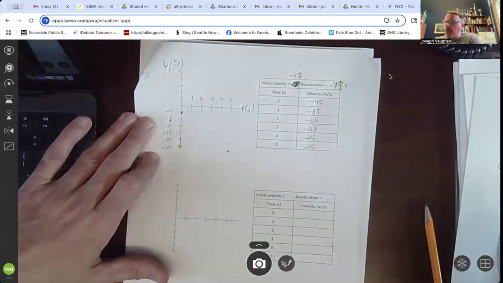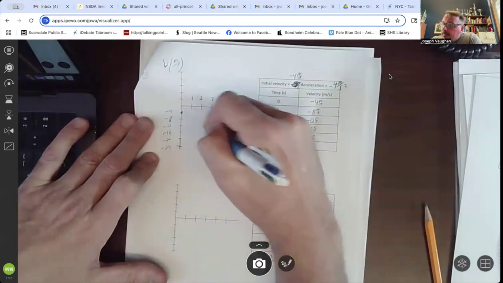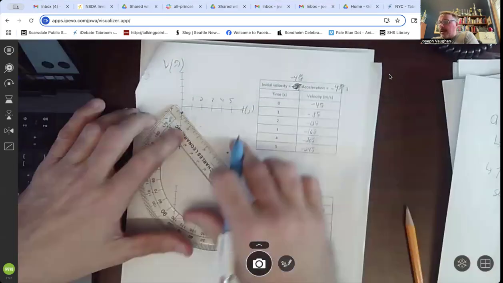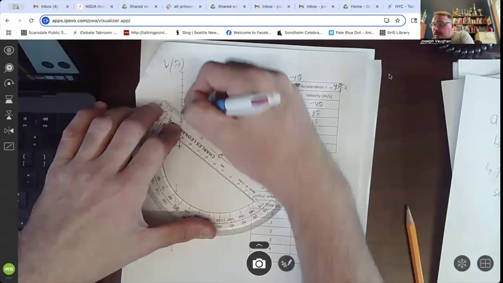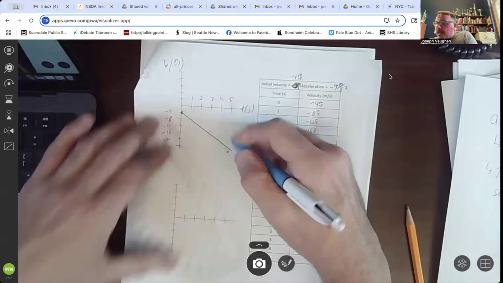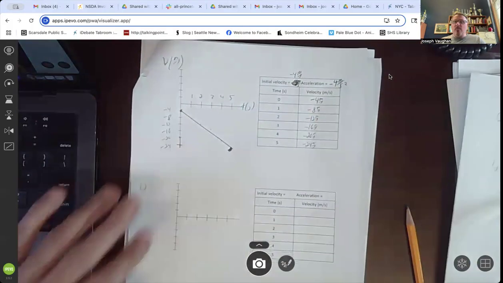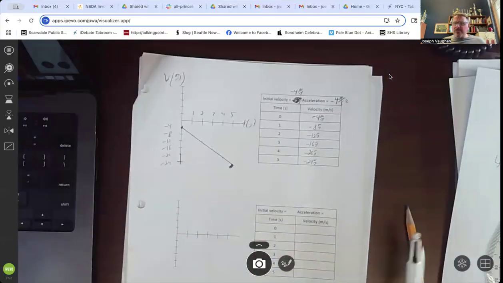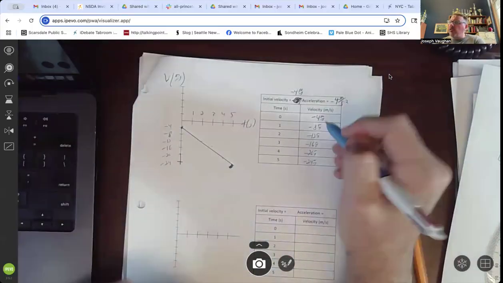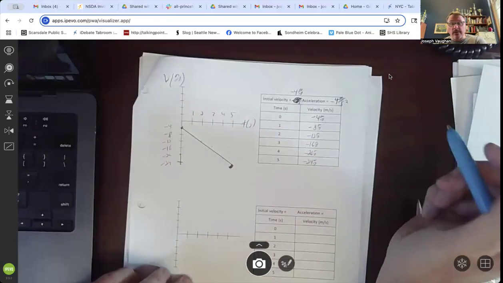I could plot all of the points as I go along, right? If I want to be really particular about it, but this will get the job done. And so there we go. Sorry, it's not wonderful, but there it is. And now we start seeing something. All right, so if I look at this, is this object speeding up or slowing down?